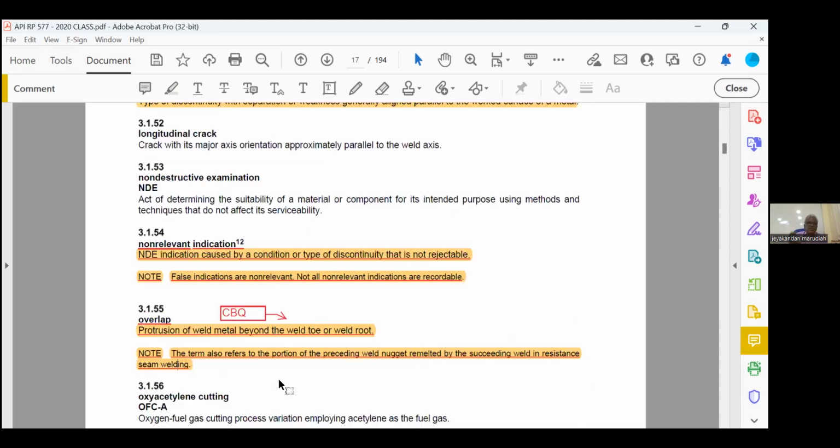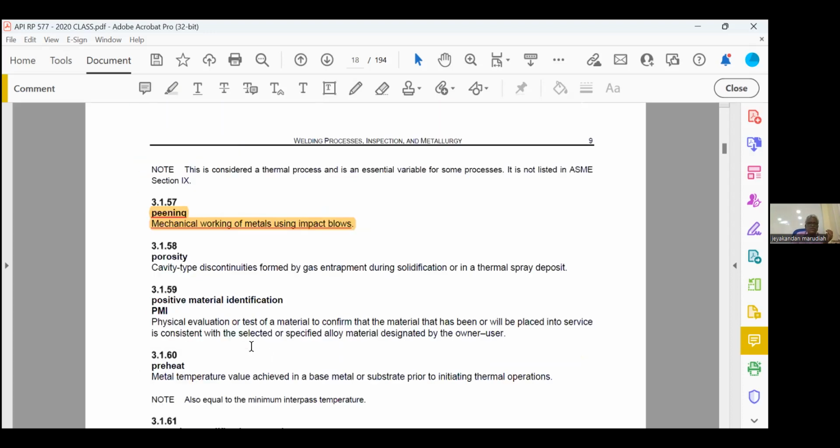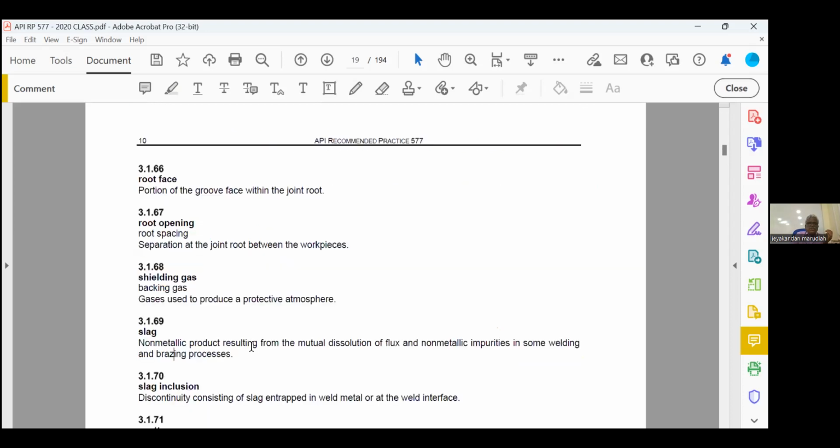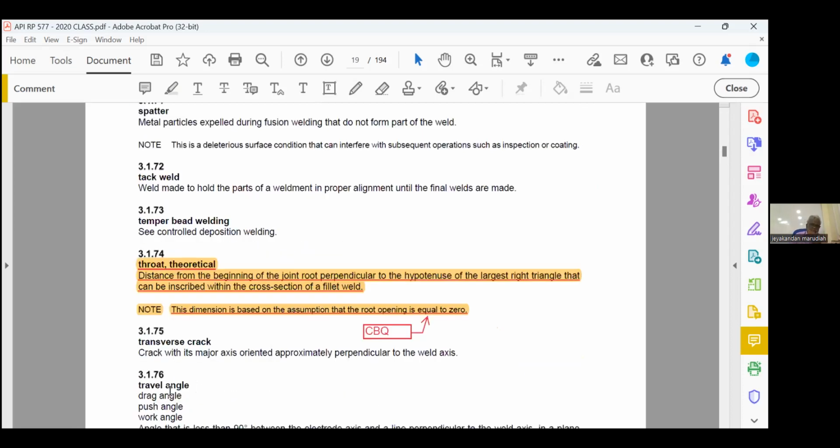The next page, overlap, 3.1.55: protrusion of weld metal beyond the weld toe or weld root. It is called overlap. Then these are not important. Page number 10, throat, theoretical throat: distance from beginning of the joint root perpendicular to the hypotenuse of the largest right triangle. The note is important. The dimension is based on the assumption that root opening is equal to 0. So when they are designing for fillet weld, there is no root opening.